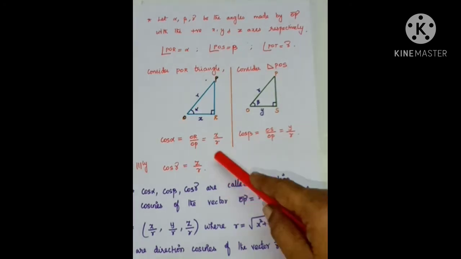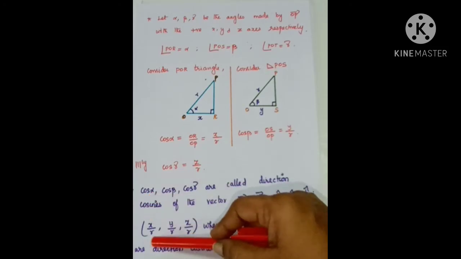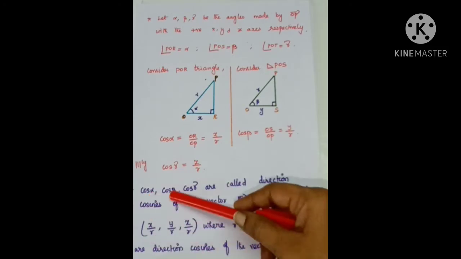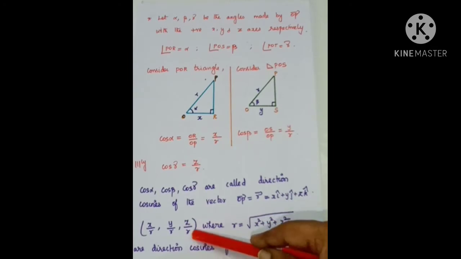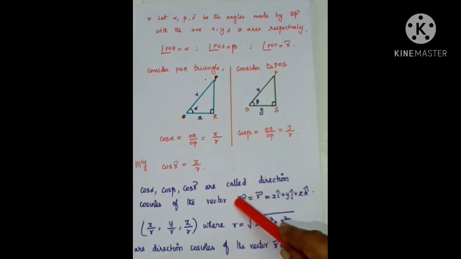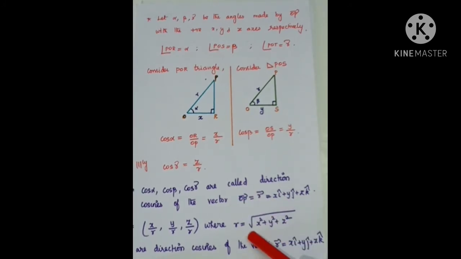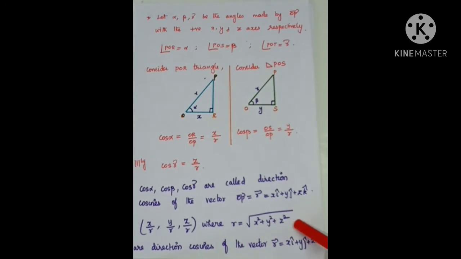So here we have found cos alpha is what? x by R. But in the place of cos alpha, you can substitute x by R, cos beta as y by R, and cos gamma as z by R. So what is R? R is the magnitude of this vector. How to find the magnitude? That is square root of x squared plus y squared plus z squared.